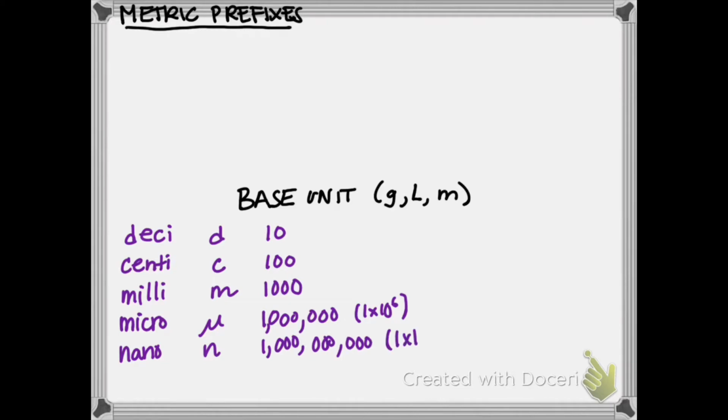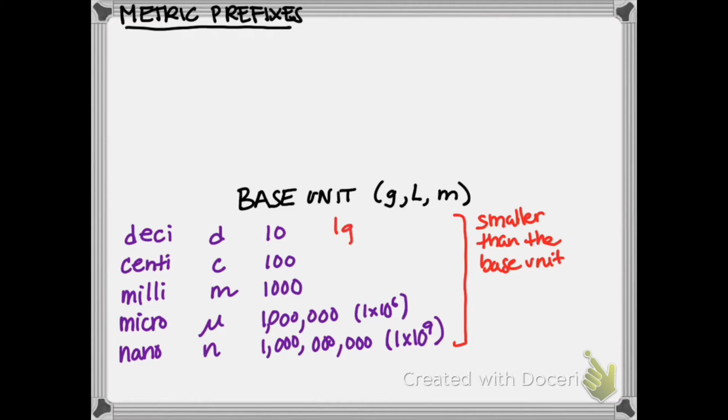So what do those numbers mean? Well, I mentioned that all of these prefixes are smaller than the base unit. So all these listed here that you need to know are smaller than the base unit. So let's think about grams. If I have 1 gram and 1 decigram, a decigram is smaller. So we could say that 1 gram equals 10 decigrams. That's what that 10 means. Or 1 gram is 100 centigrams. Or 1 gram is 1,000 milligrams, and so on and so forth.